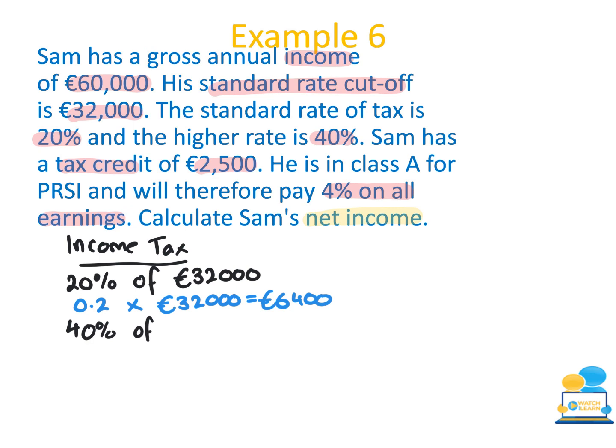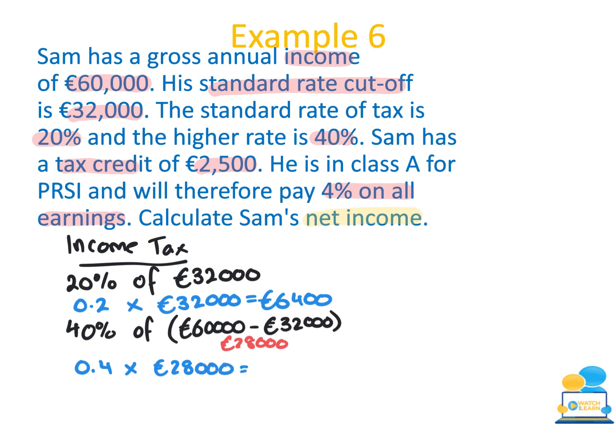And he has to pay that on everything he earns after 32,000. So he earns up to 60,000. So it's the difference between 60,000 and 32,000, and the difference between those is 28,000. So we need to find out what 40% of 28,000 is. To calculate that, 40% as a decimal is 0.4 multiplied by 28,000, which gives me an answer of 11,200 euros.